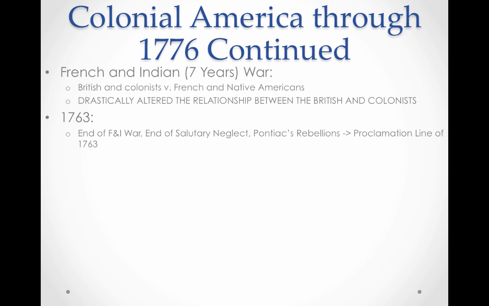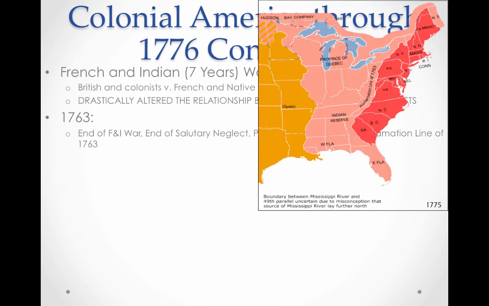So hold on a second, Mr. Norris. You're telling me that the American colonists helped the British win this war, and now all of a sudden they're told that they can't move west past the Appalachians? You are correct, and that's why it is going to drastically alter the relationship between the British and the colonists. Interesting. So as this relationship starts to change, you can see here Mr. Norris provided us a nice map, identifying the Proclamation Line of 1763 that runs along what mountain range? The Appalachian Mountains. So if you did not write that down yet, what are you waiting for? Write it down right now.